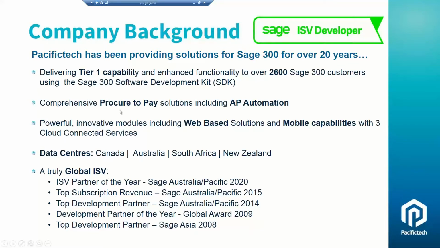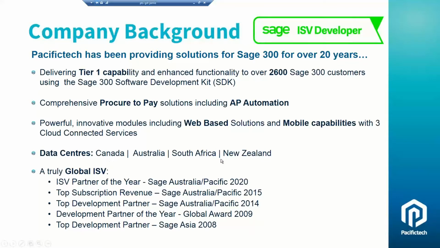We've had a procure-to-pay suite for a number of years now, and the AP automation is part of that procure-to-pay, so we'll be focusing on the AP automation today. As well as the modules in the Sage desktop, we also have web-based solutions and mobile capabilities, and they're a really important part of our AP automation solution.